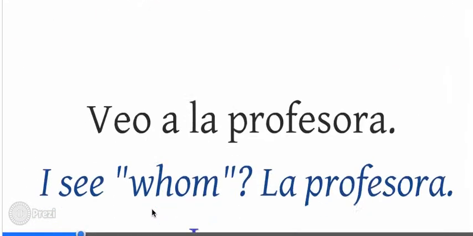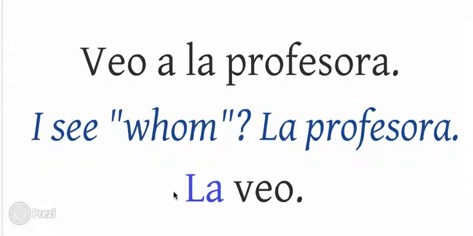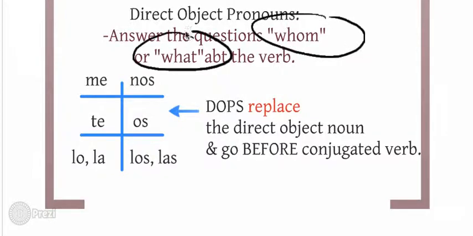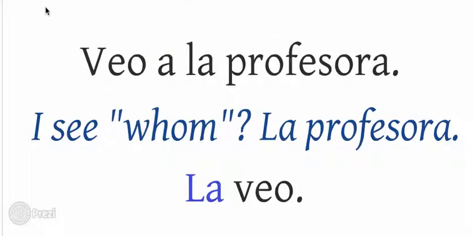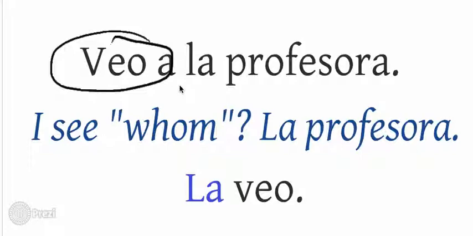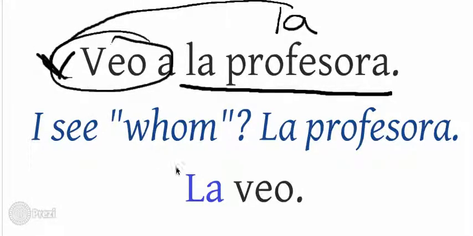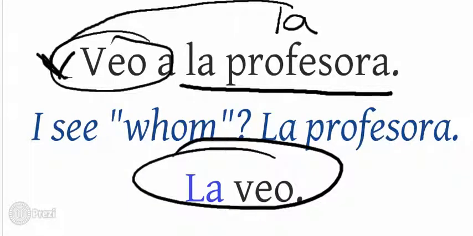Let's do an example. Veo a la profesora. Remember our questions are whom or what, okay? Veo means I see. I see whom? La profesora. What can I replace la profesora with? La. Where do I put my direct object pronoun? Before the conjugated verb. La veo. There's my answer.